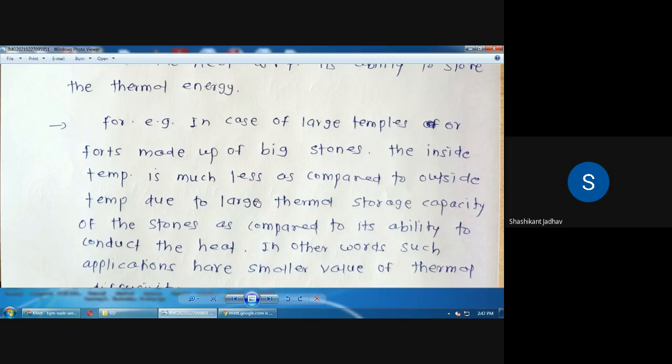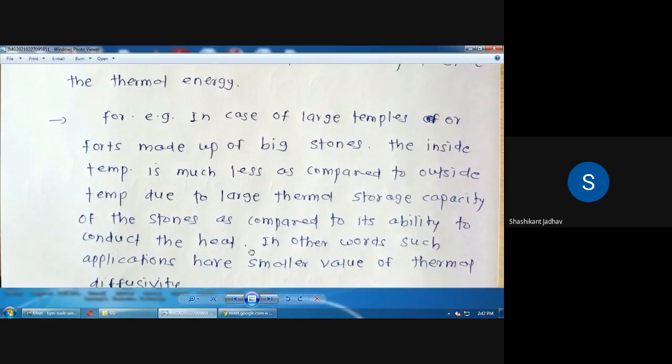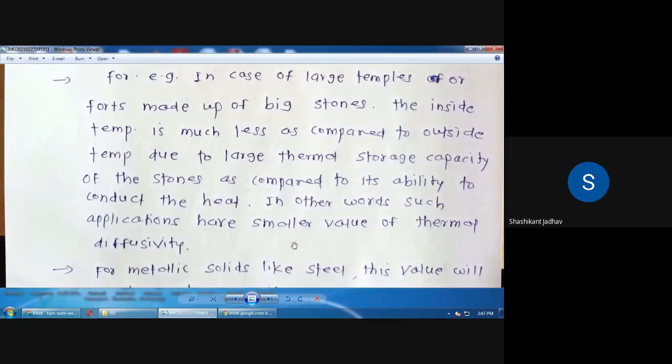Okay, due to large thermal storage capacity of these stones as compared to its ability to conduct the heat, full stop. In other words, such applications have smaller value of thermal diffusivity.